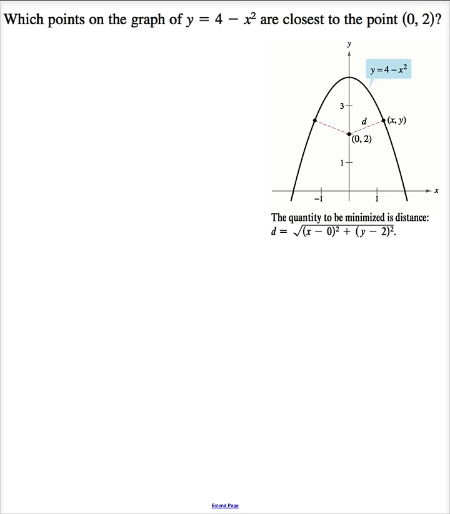Let's have a problem here. Which points on the graph y equals 4 minus x squared are closest to the point 0, 2? Now what am I given? I'm given the point 0, 2. I'm given the formula, but I'm going to put that somewhere else in a minute. I've got my sketch. Unknown. What am I looking for? I am looking for a minimized distance. So that tells me I'm going to need to use the distance formula.